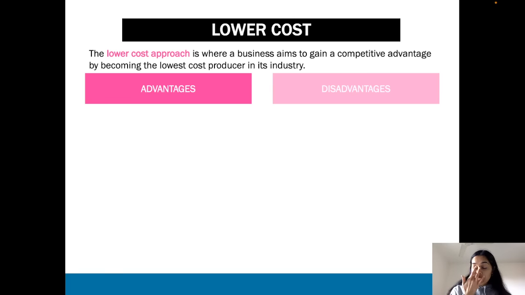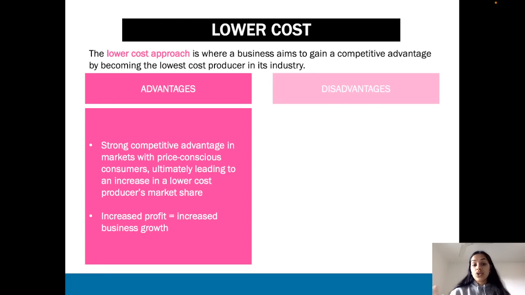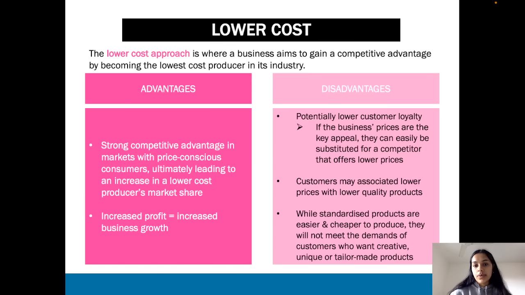And so some advantages of low-cost is that there's a strong competitive advantage in markets with really price-conscious consumers. This really appeals to customers in the market that are looking for the best bargain. Businesses that use a low-cost approach are definitely appealing to those customers, because price-conscious customers are more likely to actually buy from these businesses. And therefore, that's going to lead to an increase in market share because it's going to increase sales, and therefore can also help increase profit and business growth as well.